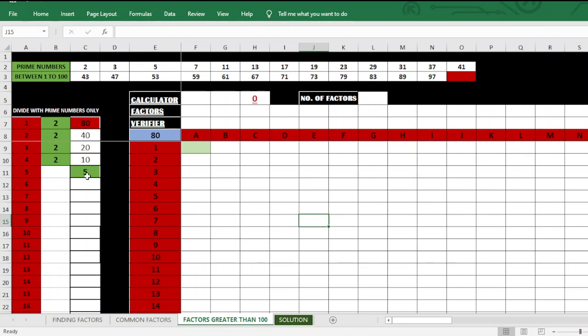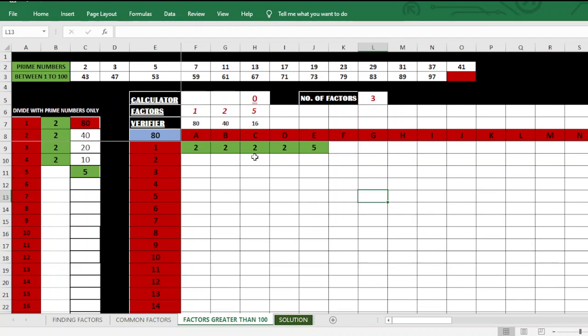And you can see all these numbers are prime numbers. We have 2 here. Now we need to list them here. We have 2, 2, 2, our last 2, and then 5. I hope you guys are with me. So we are done with our factor tree.